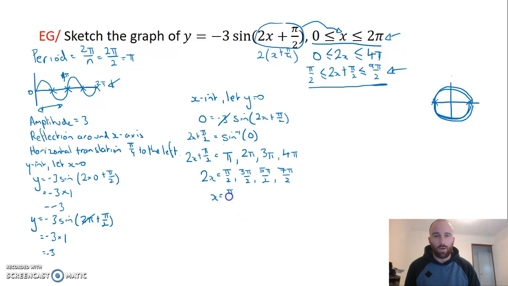So this becomes pi over 4. About to write 2 again. 3 pi over 4. 5 pi over 4. And 7 pi over 4. What you'll notice is now that we're back to our original value, all of these coordinates that I found are actually within my original domain, and that's what I wanted.